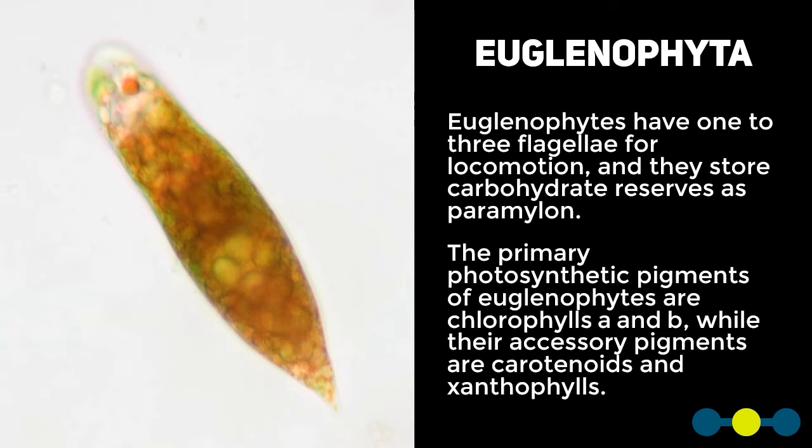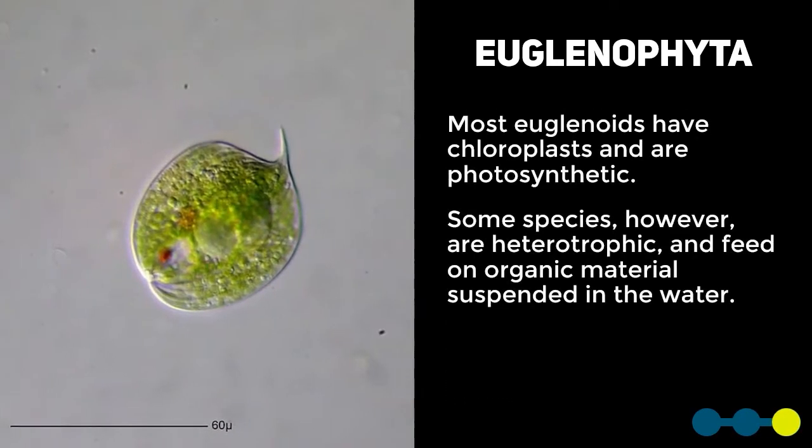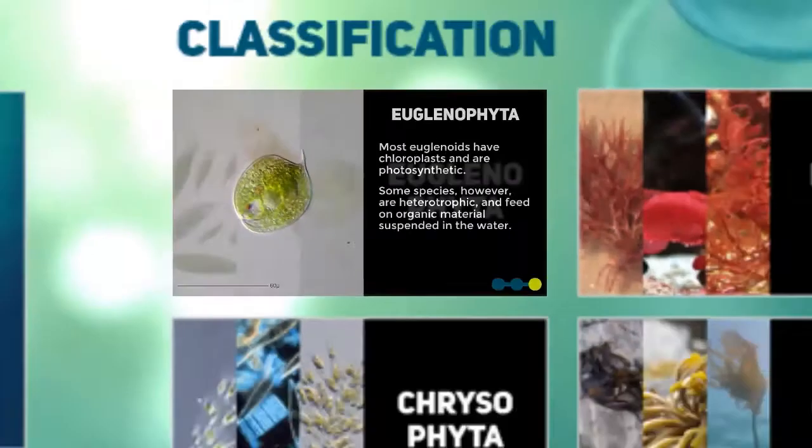The primary photosynthetic pigments of euglenophytes are chlorophylls A and B, while their accessory pigments are carotenoids and xanthophylls. Most euglenoids have chloroplasts and are photosynthetic. Some species, however, are heterotrophic and feed on organic material suspended in the water.